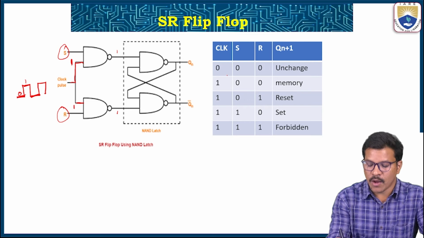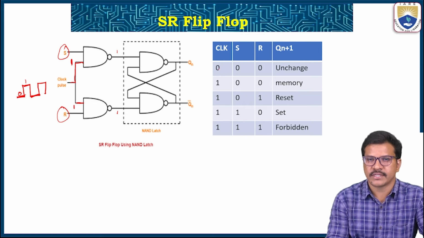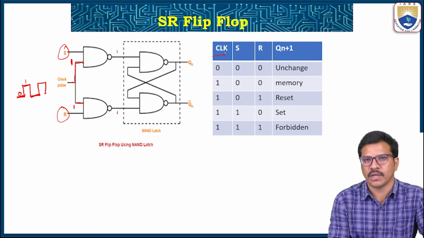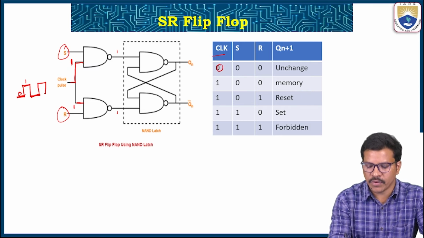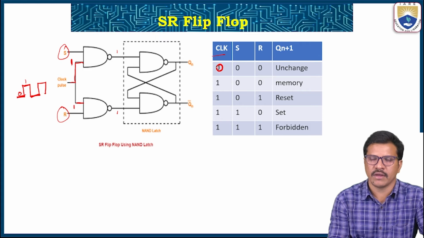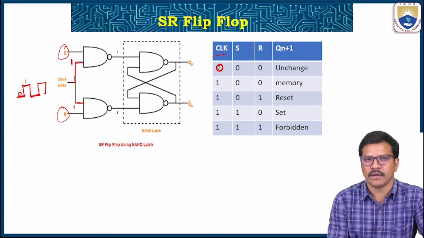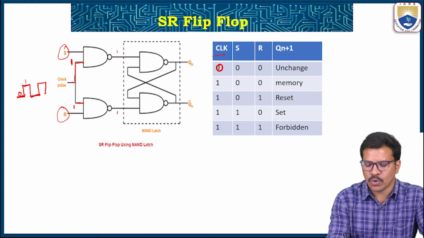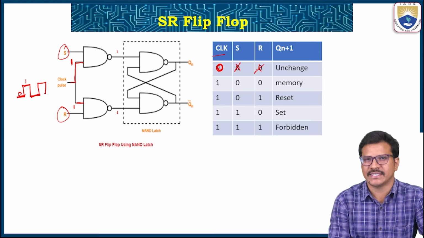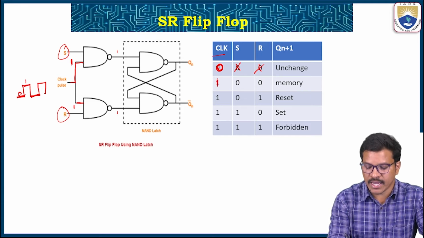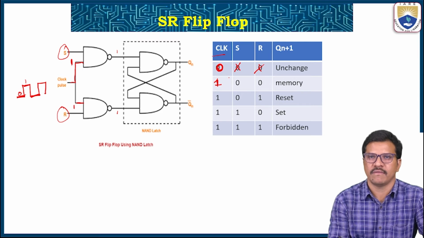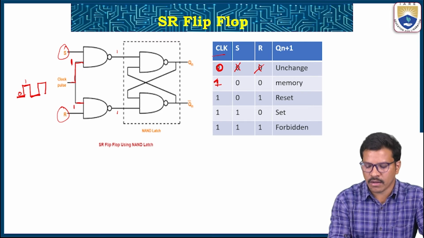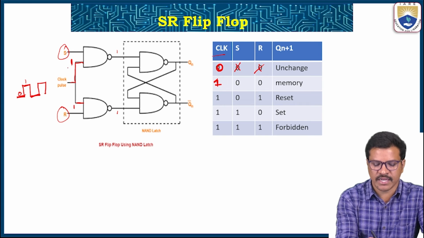As you know, now we can consider an extra input like a clock controlling input. Whenever clock is 0, assume that it is a level triggered clock, irrespective of S and R, the output is unchanged, whatever the inputs. Okay. Whenever clock is high, then the actual truth table starts. When clock is 1, it depends on S and R.